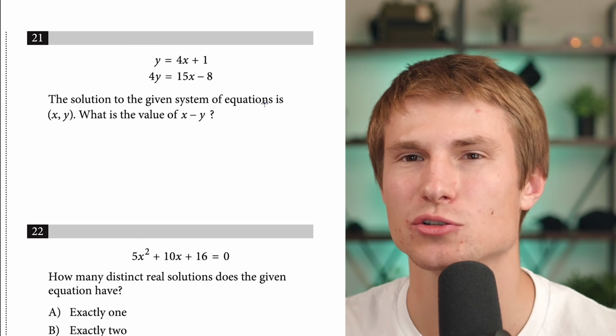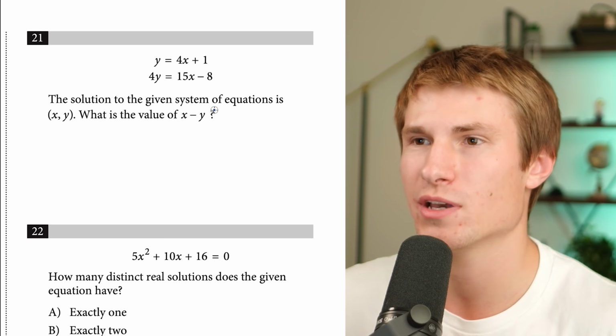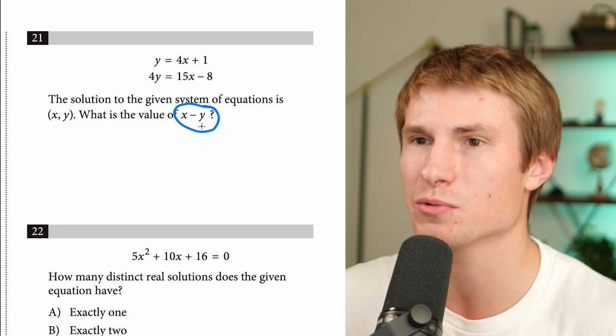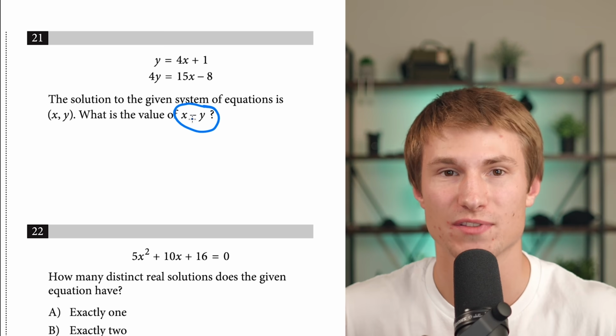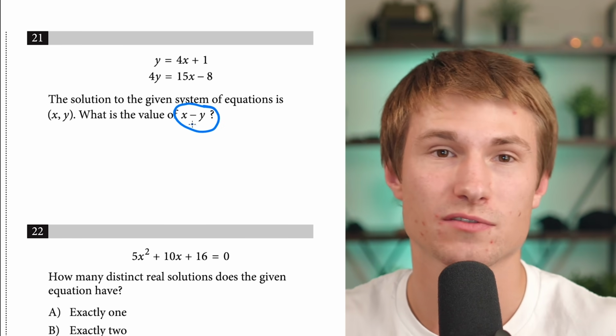Question 21 states the solution to the given system of equations is (x, y). What is the value of x minus y? Anytime that you're taking the SAT math section, you always want to pay very, very close attention to what you're asked to answer with. That is the key to moving faster and being as efficient as possible. Know what you want to answer with. In this case, they're asking for the value of x minus y.